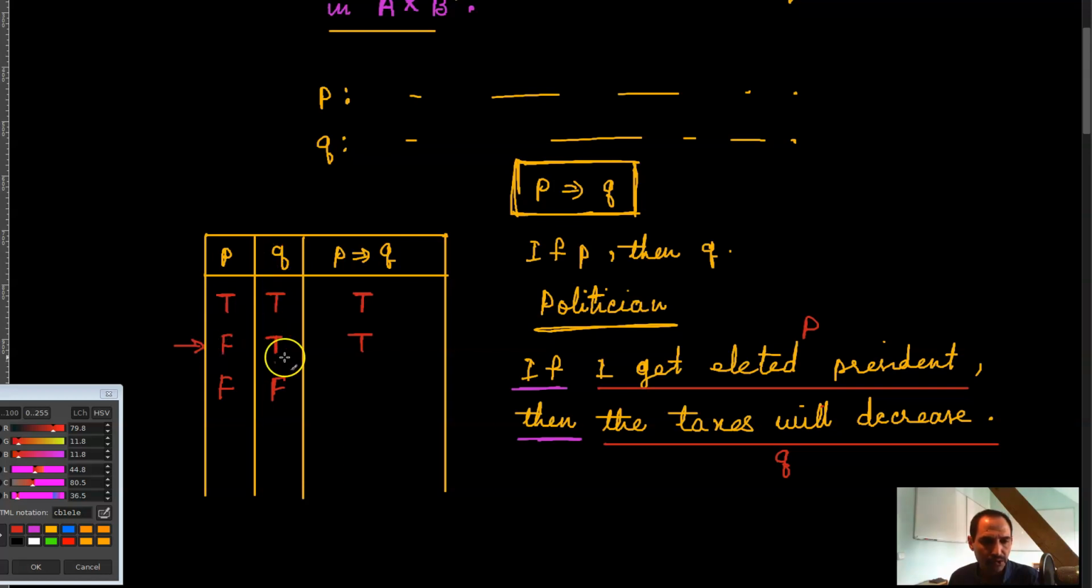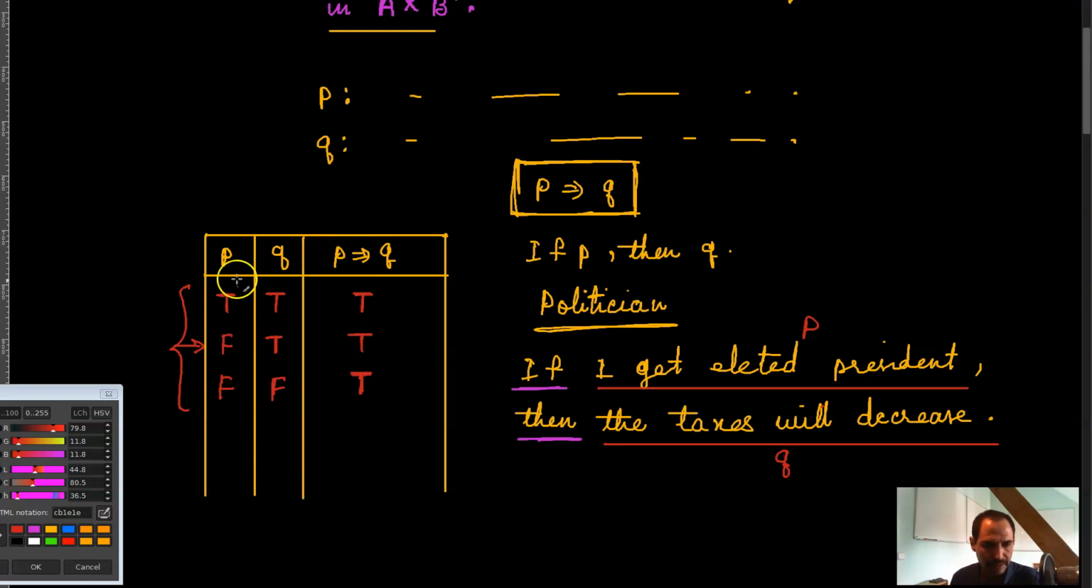So then if Q is true, then P implies Q is true. And again, the politician didn't get elected as president. So whether or not the taxes will actually decrease, meaning whether Q is true or false, doesn't really matter. In any case, the statement is going to be true, meaning that the politician didn't get elected as the president, and the taxes didn't go down. That's not a problem. The politician didn't get elected as the president. So in all of these three cases, P implies Q is true.